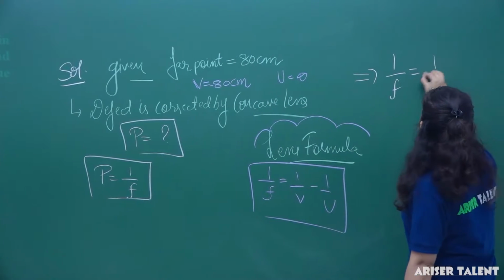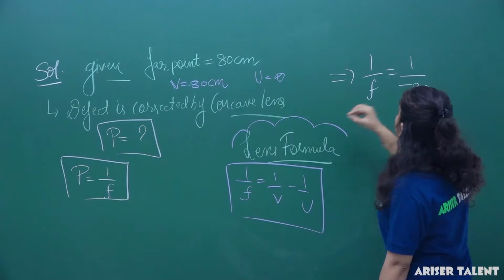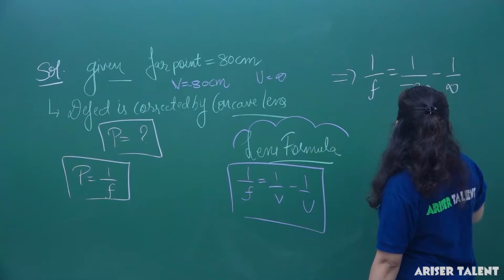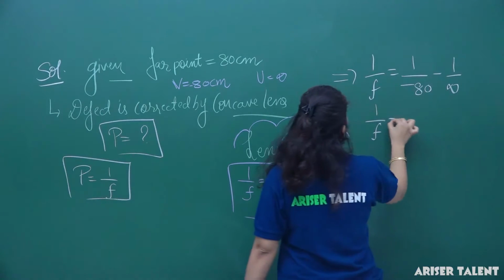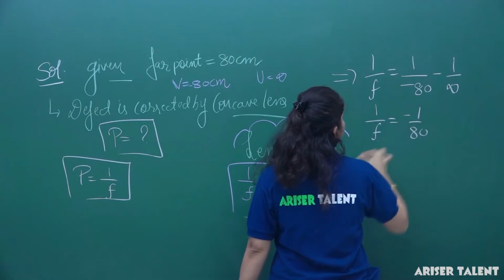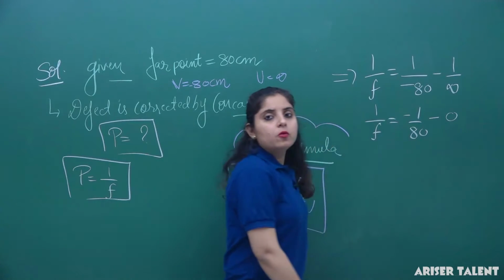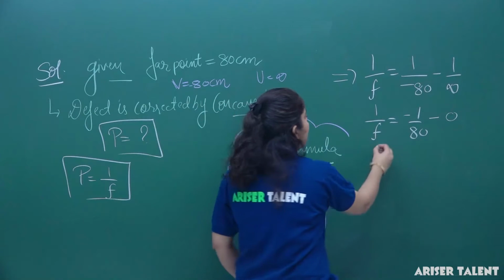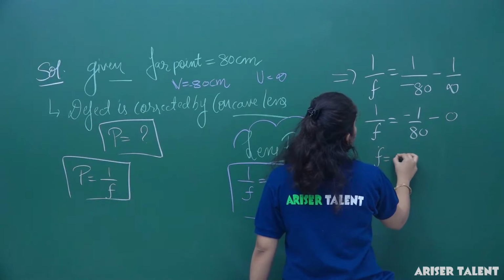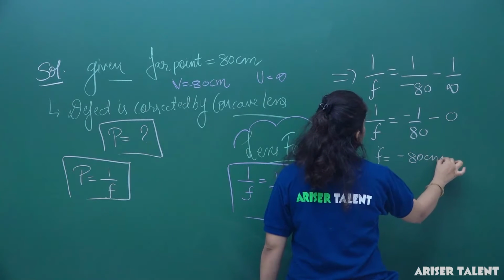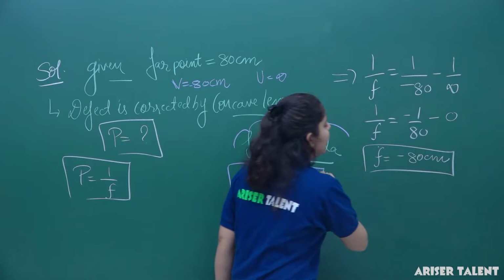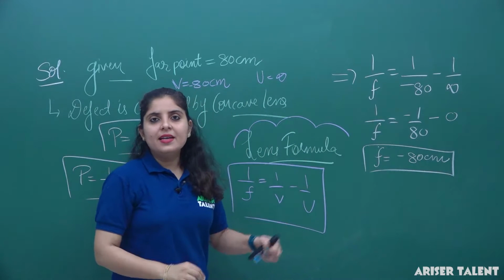It means it is 1 upon minus 80 minus 1 upon infinity. Now 1 upon f will be equal to minus 1 upon 80, and 1 upon infinity will give you the value equal to 0. Okay. Now f will be equal to minus 80 centimeter. So you can see that the focal length is minus 80 centimeter in this case.